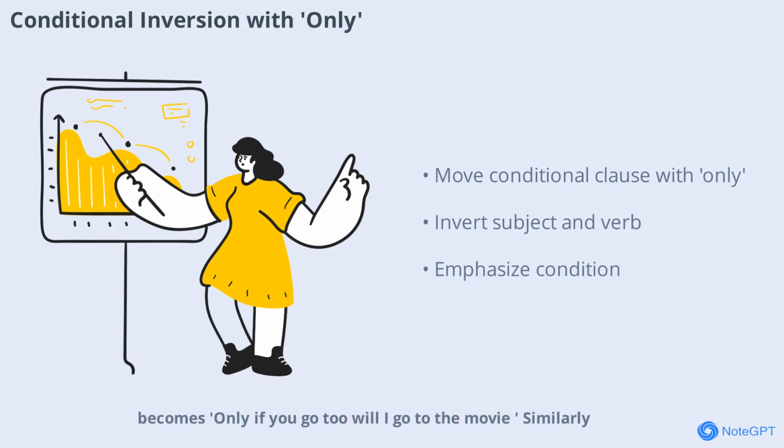Similarly, "They are only living here until they find a new house" changes to "Only until they find a new house are they living here." This structure is especially useful for adding emphasis and clarity to conditions in your sentences. Try practicing this form to make your English writing and speaking more dynamic and precise.